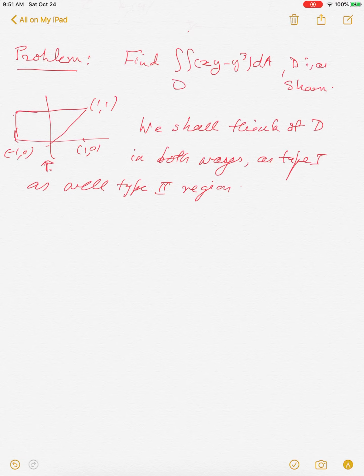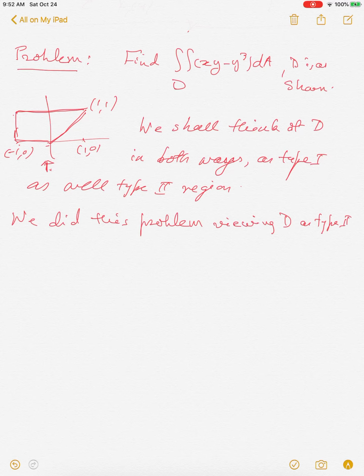When you want to think of this as type 1, your upper curve is going to be y equal to 1, but the lower curve will be different depending on whether x is between minus 1 and 0 or between 0 and 1. So we'll have to split this integral in 2 ways. So we did this problem viewing D as type 2.